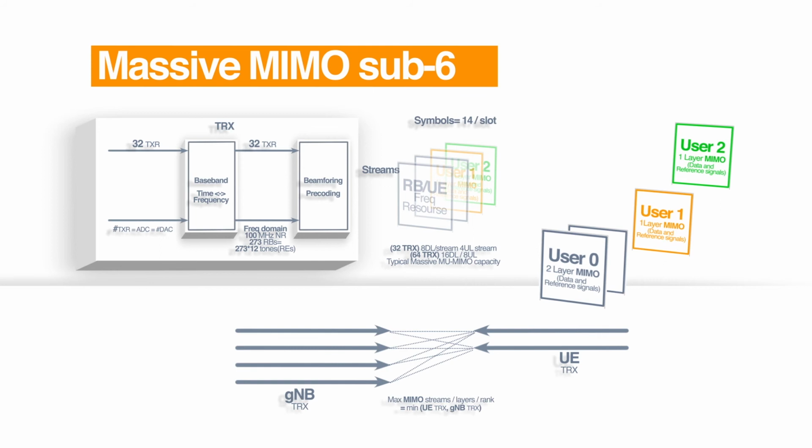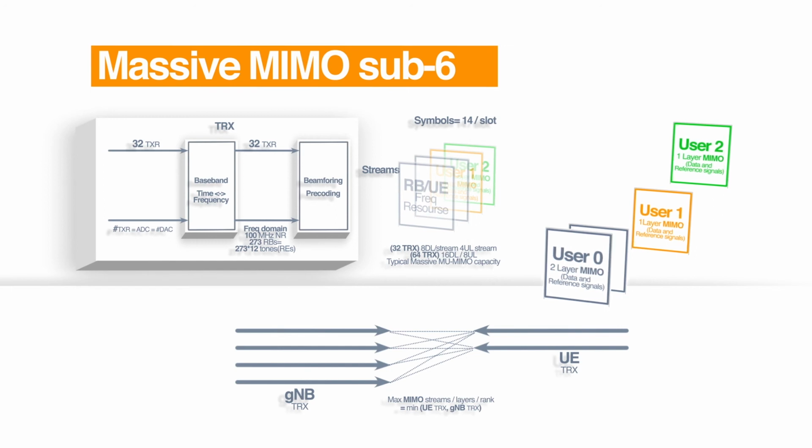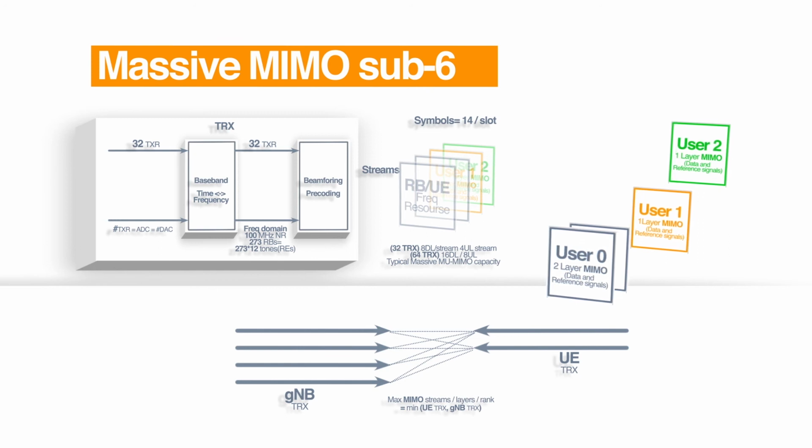Here we can now see that multiple users can be scheduled together in the same time frequency grid using digital beamforming. This is called MU MIMO, multi-user MIMO. The critical factor that allows this to happen is that the channel conditions experienced by each of the different users are very different, and by increasing the number of TRX of the system, the dimensionality of the channel is very high, allowing us to separate the different users differently.